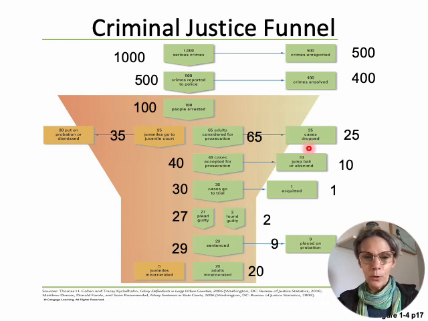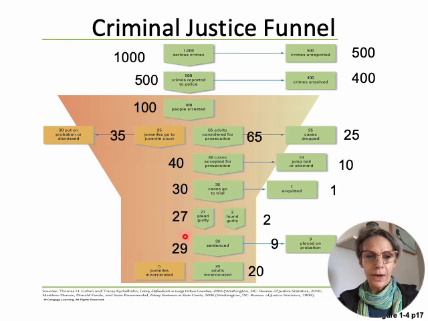This is nolle prosequi. The prosecutor is not going to pursue. And it could very well be that they're just realizing that there's no way that they're going to win this case. They don't have enough evidence. And then of the 60, so that leaves 25 are not going to be prosecuted. Of the 40 cases that are accepted for prosecution, 10 people jump bail or abscond. And so you're left with 30. 30 cases are bound over for trial.